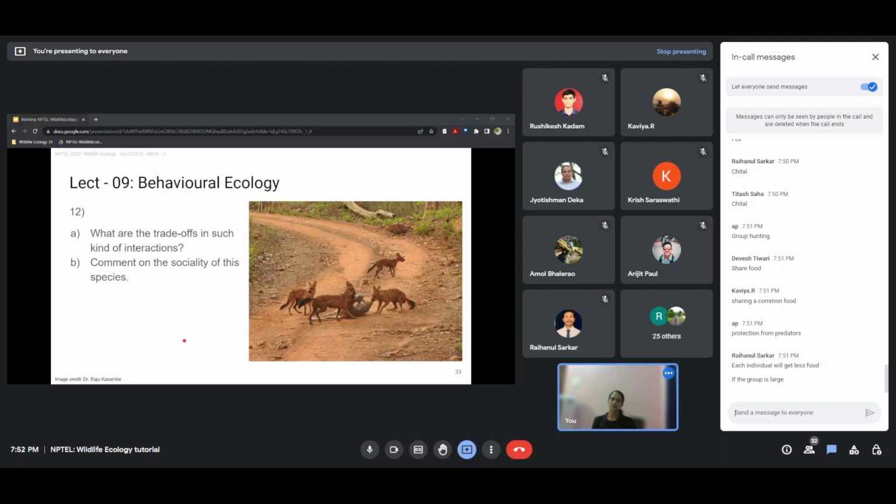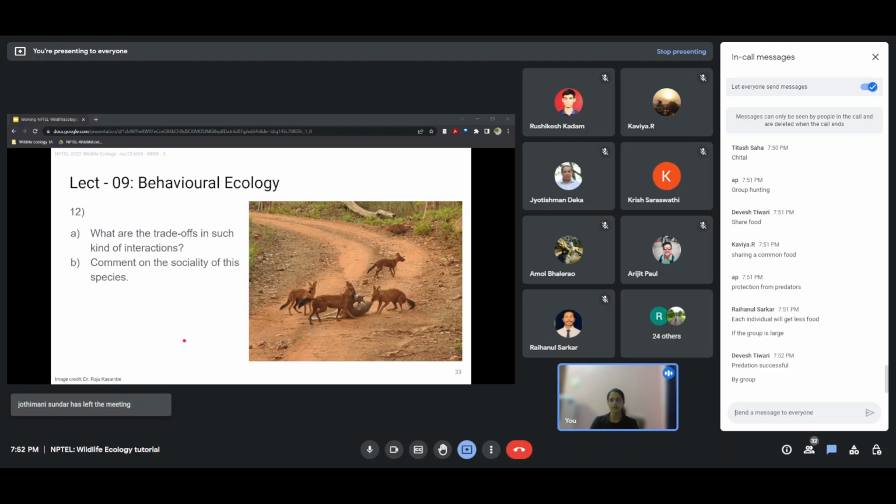So, rather than a single dhole, if a single dhole were hunting alone, it might not be able to catch such a large prey. It might not be able to catch any prey. But in the case of hunting in groups, they strategize and the predation is successful. But the cost of it is that the food is shared, everyone gets less food, and who gets the most food in such a social structure?